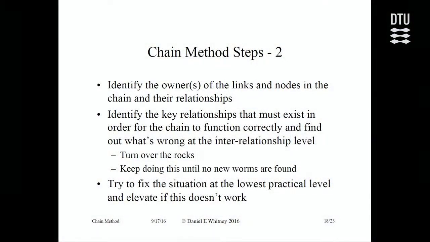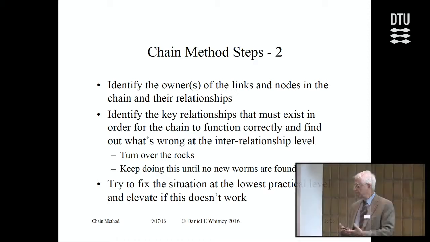Step 2, identify the owners of the links and the nodes. Identify the key relationships that must exist in order for the chain to function correctly, especially if it's not functioning correctly. Find out what's wrong at an interrelationship level. The problems are often going to occur at the interrelationship level, on the links between the nodes. Not necessarily on the nodes, but don't rule it out. It could be the nodes.